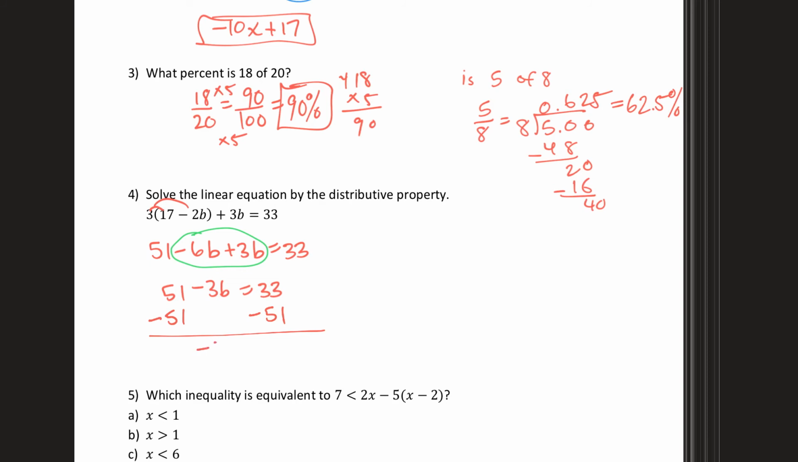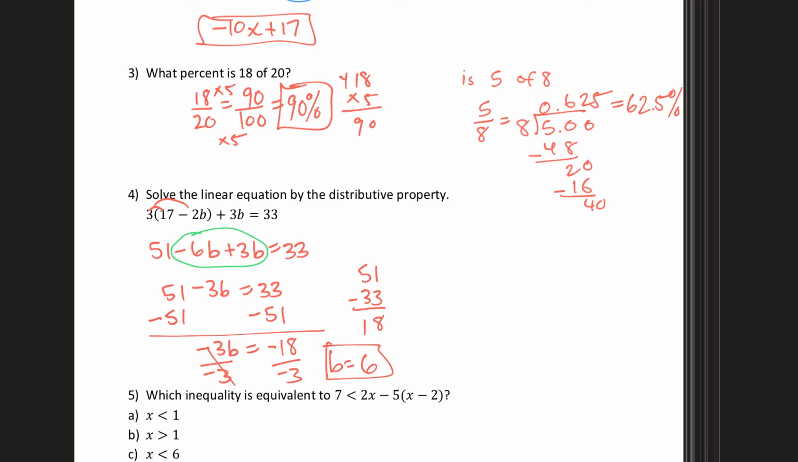So we have negative 3b equals, now I have to subtract these. I'm going to subtract these here. 33 minus 51 is negative 18, because negative 51 is bigger. And then I have to divide by negative 3. These cancel, and b is equal to 6. Boom.